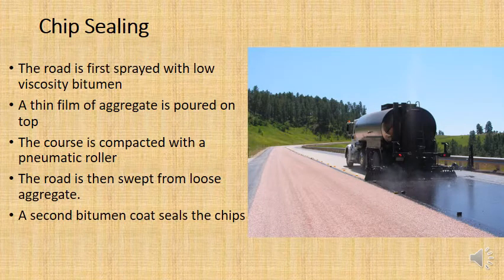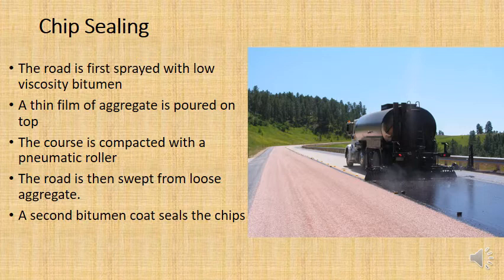So with chip sealing, you bring the bitumen and the aggregate separately to the site. Now the bitumen comes in a big tank and it might be heated up, and it's usually got an emulsifier in it as well, and so it's very low viscosity, and you spray the road with a film of bitumen, so you can see that in the picture.